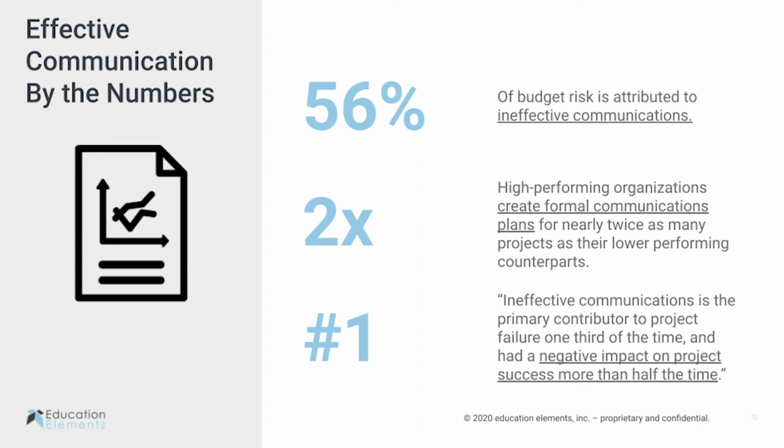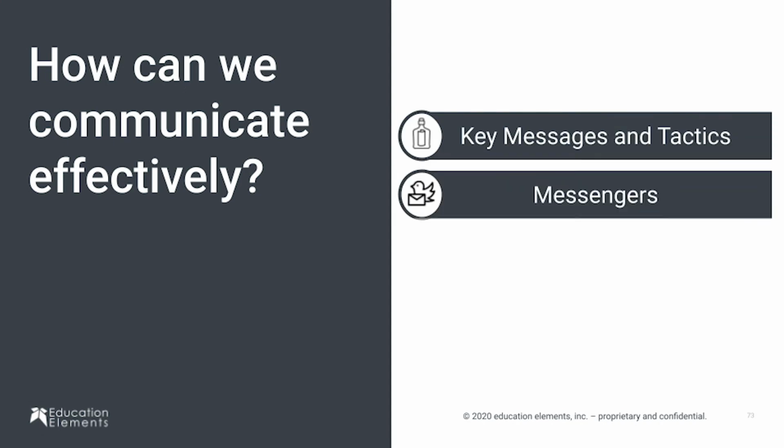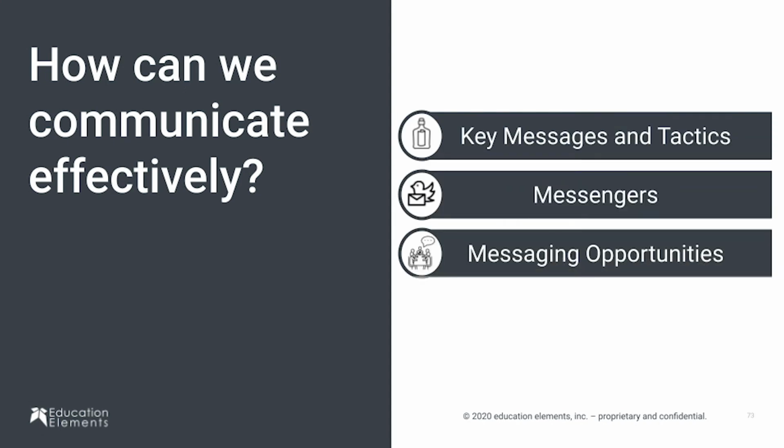So I think the challenge here is clear, but what are some steps you can take to make sure you're communicating your plan effectively? You want to be clear on 4 key factors to an effective communication plan, and they include your key messages and tactics, your messengers, your messaging opportunities, and your bottom line. As I go through the essential questions for each of these factors, you'll see possible responses on the right.